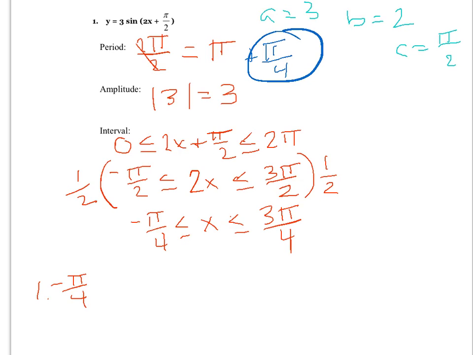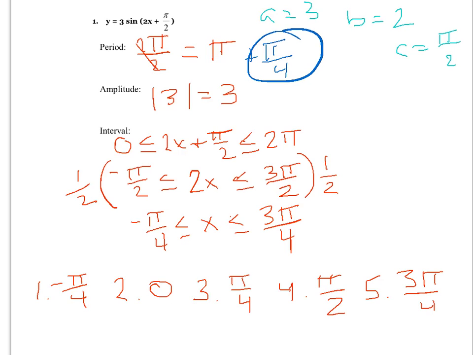So if I finish finding my 5 points, my second: I'm going to take negative pi over 4 plus pi over 4. That's going to give me 0. Then I take 0 plus pi over 4, and I'm going to get pi over 4. My fourth point, pi over 4 plus pi over 4, is going to give me pi over 2. And then my last one, pi over 2 plus pi over 4, is going to give me 3 pi over 4. So notice your fifth point should always match up with the end of your interval.